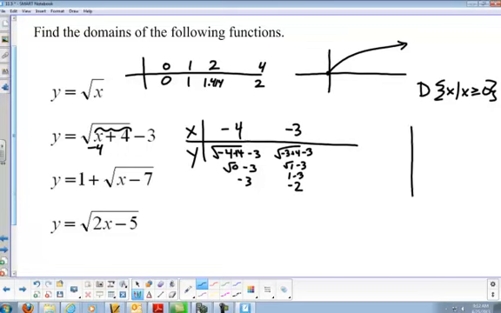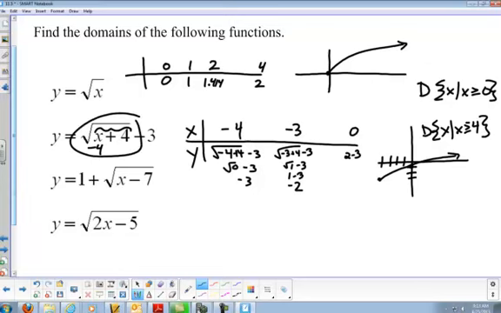So this graph is going to start back here at negative 4, and it's going to be shifted down 3, and 0 would give us negative 3. 0 would give us 2 minus 3, which is negative 1. So it's going to swoop like that. So this domain is the solution set for x such that x is greater than or equal to negative 4, because that's what will make this work right there.